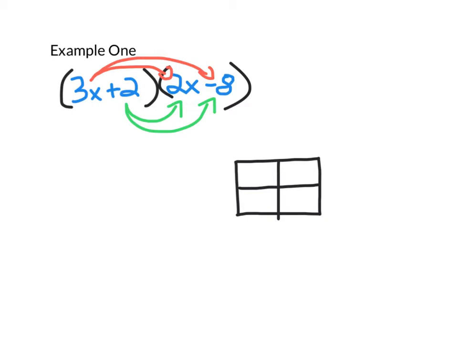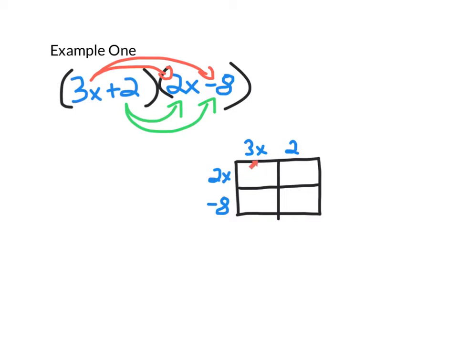We have 4 sections because we're looking at a binomial times a binomial. And then we're going to write the binomials. So one of the binomials is 3x plus 2. So we're going to write that one down. So we have a 3x and a plus 2. Then we're going to write down the other binomial, 2x minus 8. All right, so we'll put that one here, 2x and a negative 8. And it doesn't necessarily matter how you line these up, but it matters how you multiply them to fill in the box for the box method.